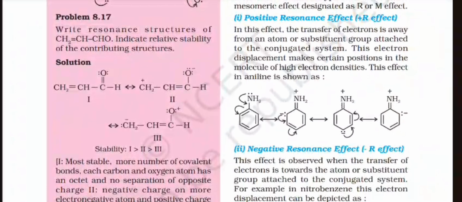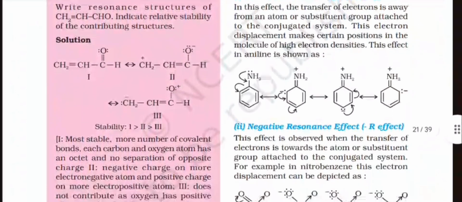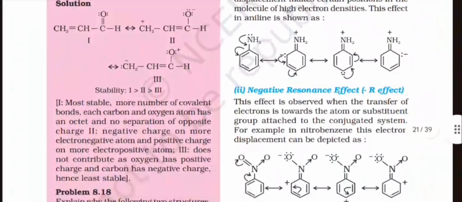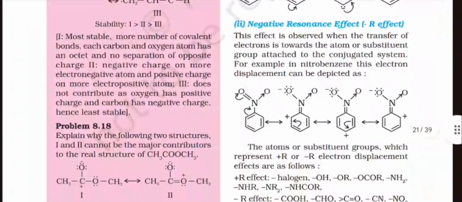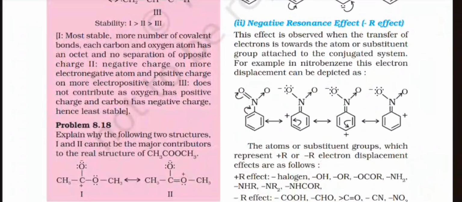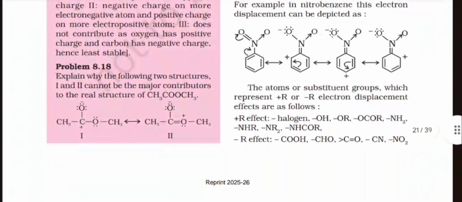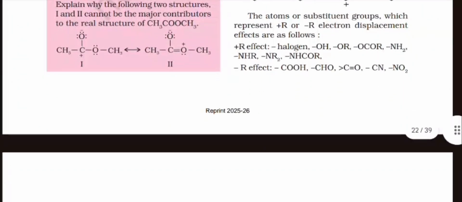In this effect, the transfer of electrons is away from the atom or substituent group attached to the conjugated system. The electron displacement makes certain positions in the molecule of high electron density. This effect is shown in aniline. Negative resonance effect, minus R effect. This effect is observed when the transfer of electrons is toward the atom or substituent group attached to the conjugated system, for example, nitrobenzene.